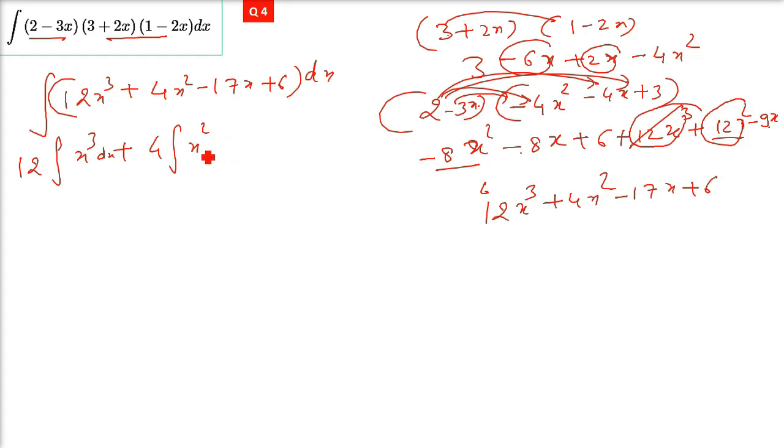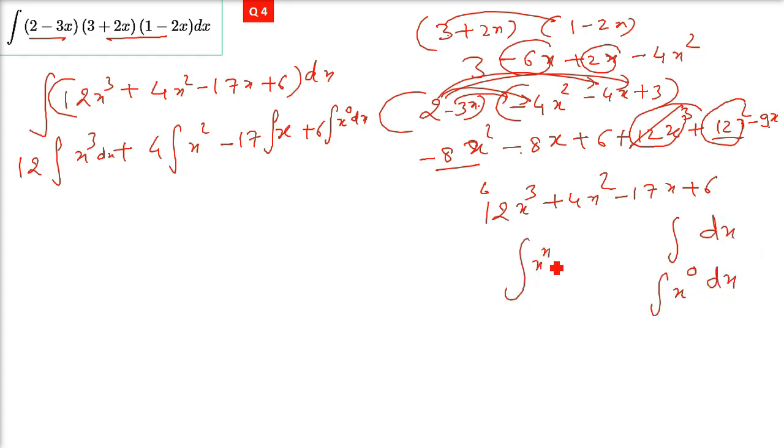And always remember there is a dx, because the integration is always with respect to dx. Minus 17 integration of x, and 6 is there, so the integration of 6 I am taking outside, it will be dx, integration of dx, and integration of dx is simply x. Actually there is no integration of dx as such; it's integration of x to the power 0. Anything which has power 0 is 1. So we don't have anything with dx, so we call it 1 into dx. That's why we write 1 as x to the power 0.